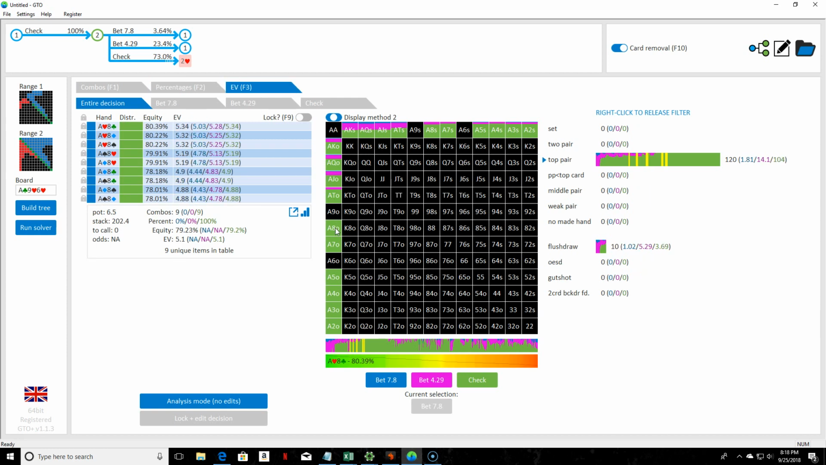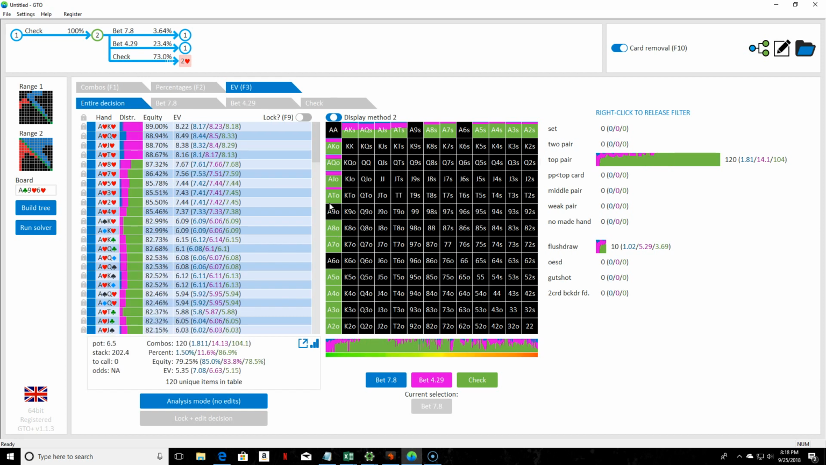The EV, I mean, obviously, as you can see, the EV is just not huge. For instance, the ace 8, the ace of hearts and 8 of clubs, is 5.28% EV for betting and 5.34 EV for checking. So it's not that different. It's not that off. So I think that's interesting, but I think I would just definitely play it differently.